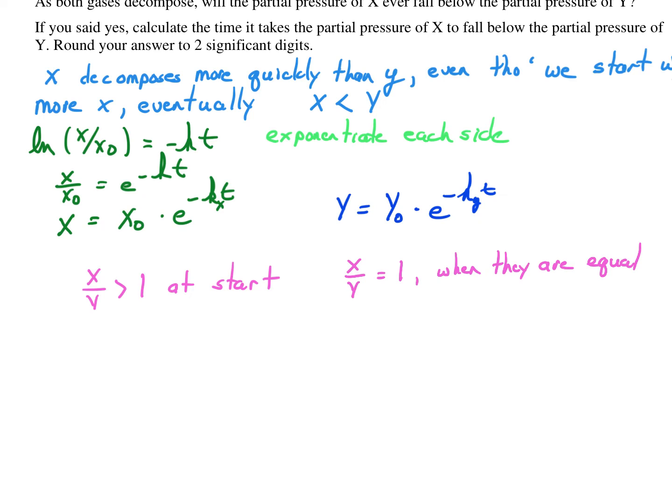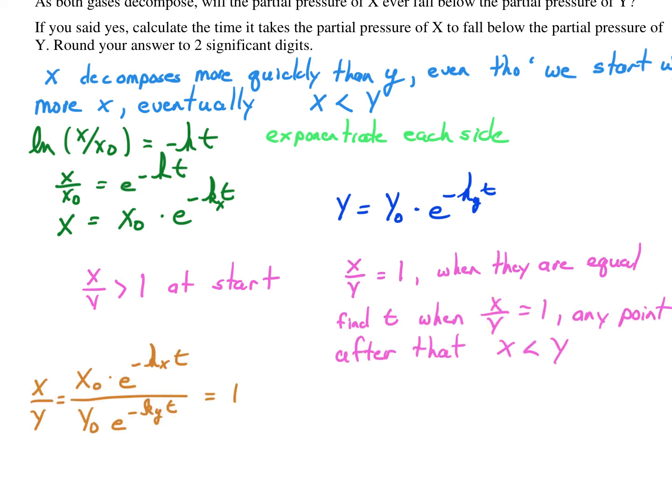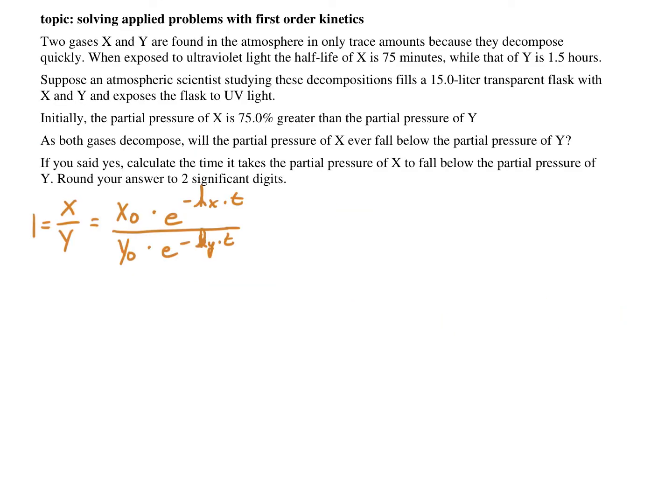At any point after that, x is going to be less than y. In other words, we're looking for the time for which the ratio of the current amount of x to the current amount of y is equal to 1. After that, x is going to be less than y.